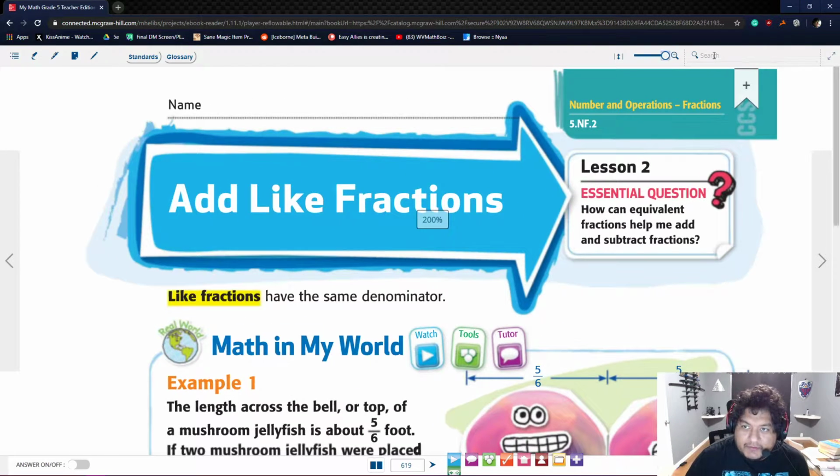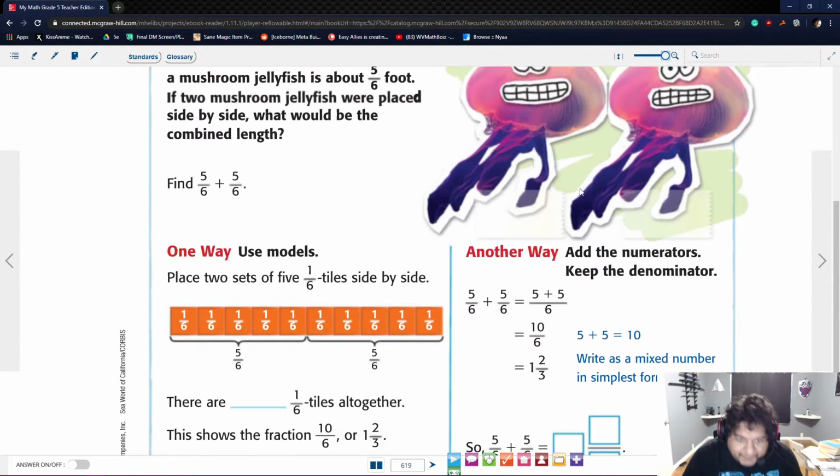Now, the addition part of today's lesson is actually going to be very easy. But I do want answers in simplest form. So that might make things a little different.